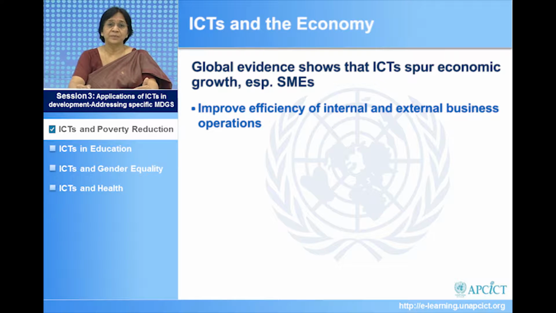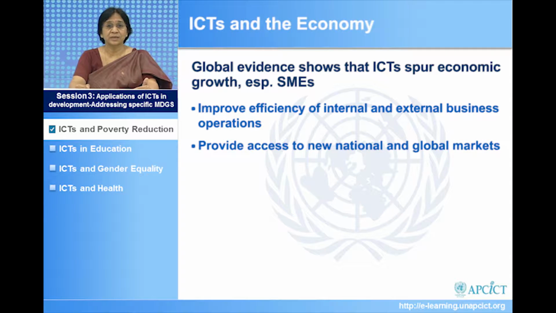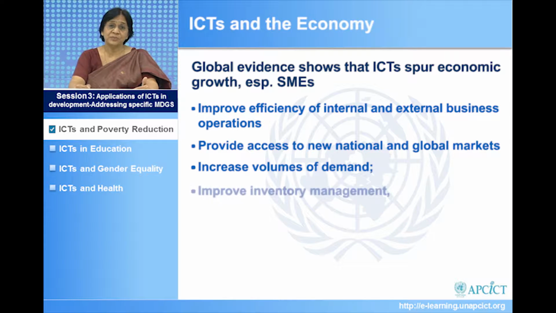Many a small and medium company have found access to new and global markets by using the internet and websites. This way, they have been able to expand their business and increase the volumes of demand for their products. They have also improved inventory management, so you no longer have huge storehouses of drugs or essential commodities lying waiting to be sold. The internal processes and supply chain management now enable them to produce just what is required at a particular time when it has to hit the market. So this improves inventory control.